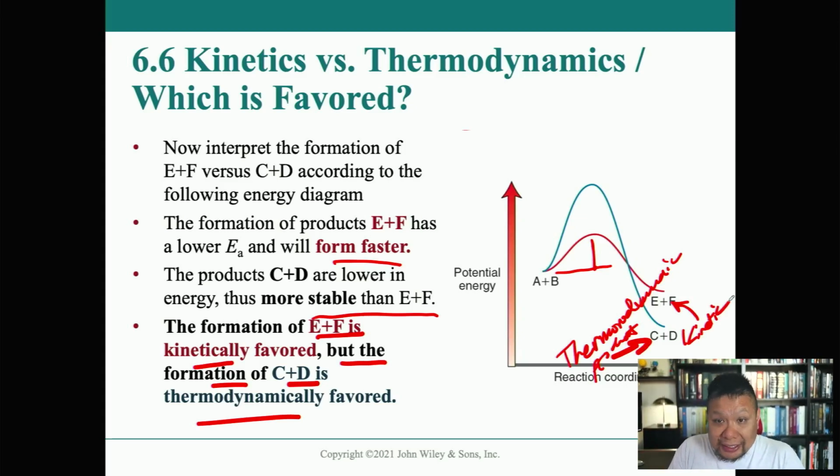And just to reiterate, why is E and F the kinetic product? Because it has a lower activation energy than C and D does.